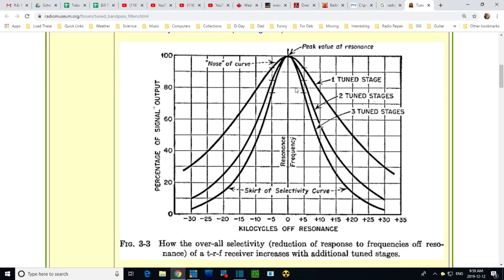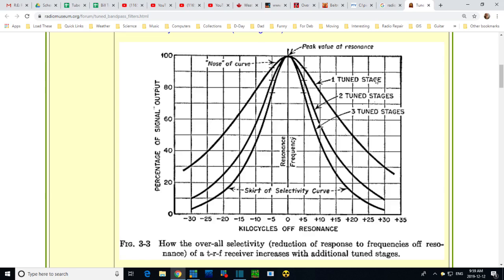So there's three curves on here. They've got some indicators here, you can see, marked out. Those are at the plus and minus 5 kilohertz mark. For some reason they've marked those out. 1 tune stage, 2 tune stages, 3 tune stages. That's what's going to make this really, really helpful.